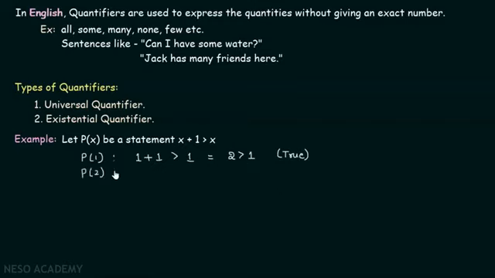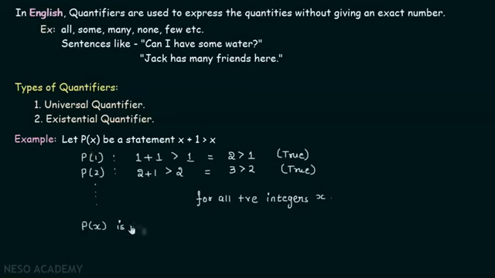What will be the truth value for P(2)? P(2) will be 2 + 1 > 2, which is 3 > 2. And yes, this is also true. And this continues in the same way. Actually, it is true for all positive integers. Whatever positive integer you take, P(x) will always be true. So I can say that P(x) is true for all positive integers x.